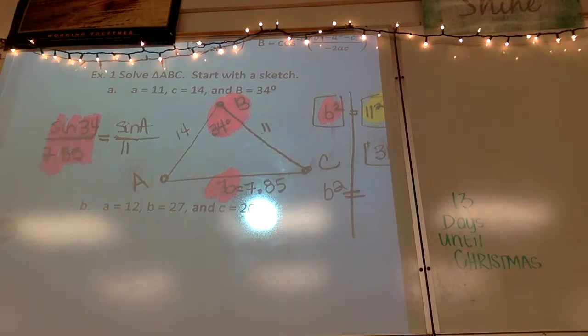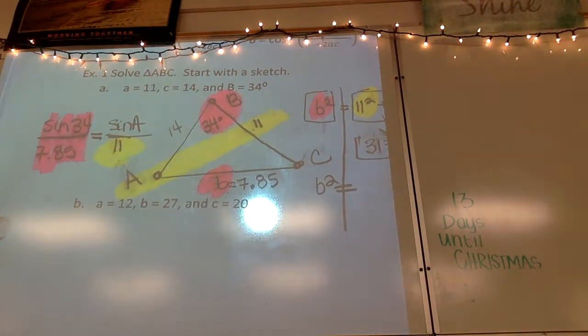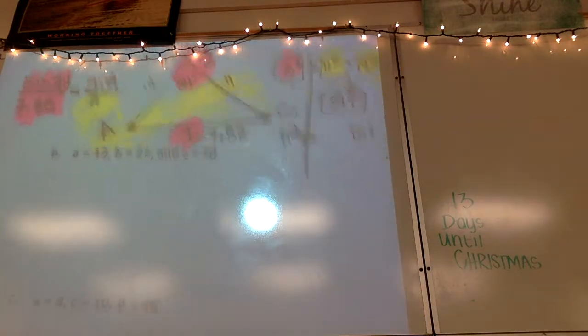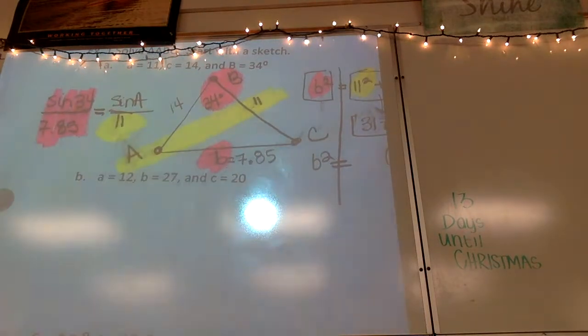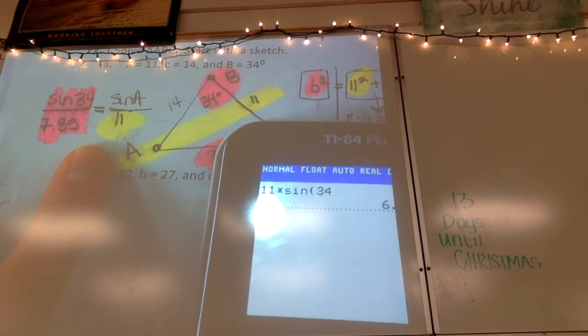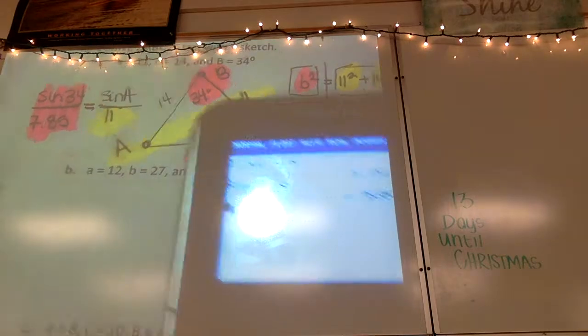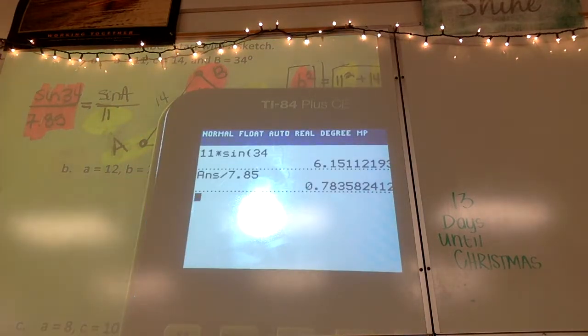All right, so now I'm using law of sines to figure out angle A, which is why yesterday's work was helpful, was beneficial. And then how do you type this in your calculator? What do you do for this? 11 times sine of 34 divided by 7.85. Good. So 51.6.